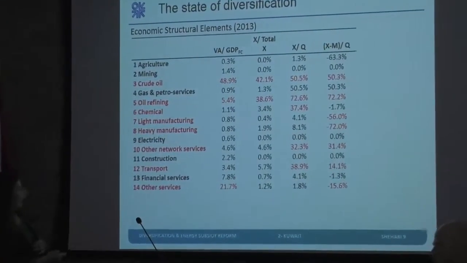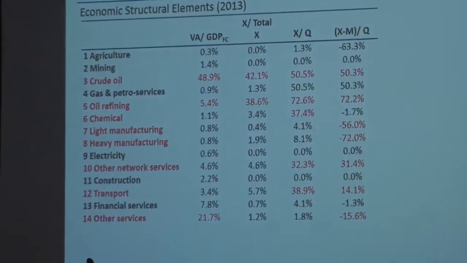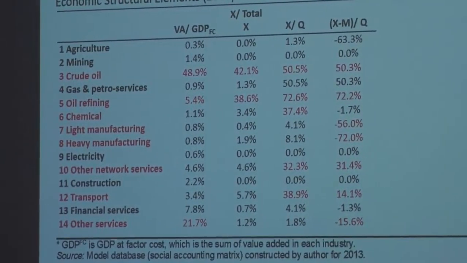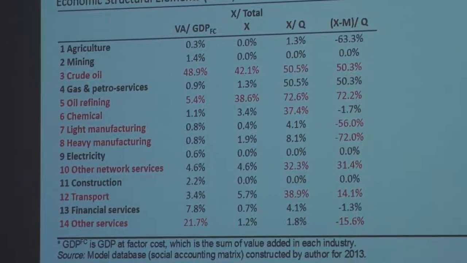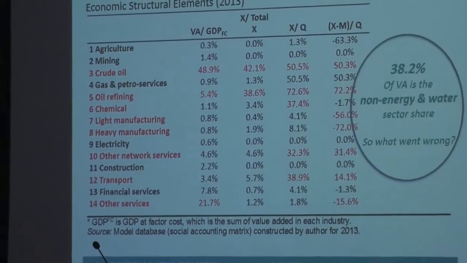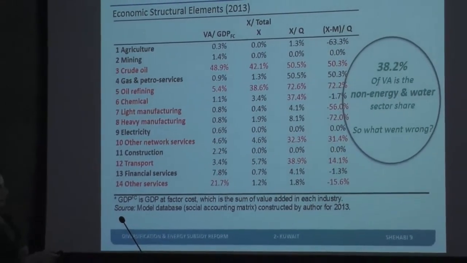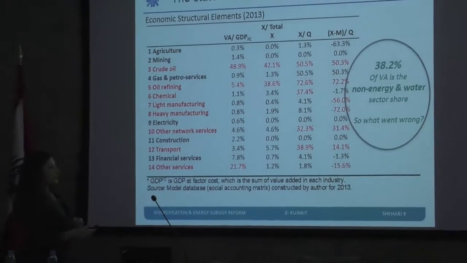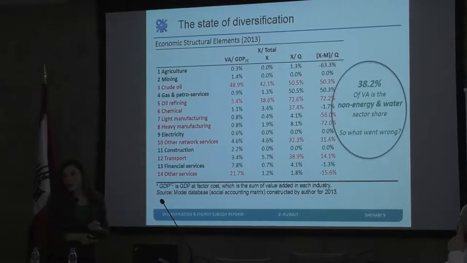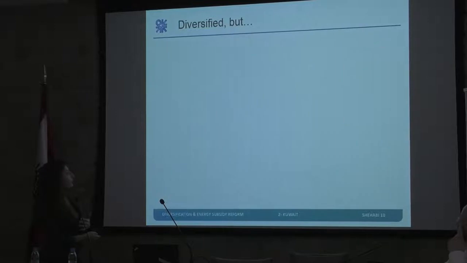They dominate value added in terms of GDP at factor price, and the second contributor is other services, which is mostly non-tradable. It's our coffees, our hotels, our construction. But if you consider all of the non-energy and non-water sectors, more than 38% of the value added of the economy is actually from non-oil and non-water. So there's a base, right? It's 38%, it's not small. But why is that not transferring somehow to what we would expect diversification to be?